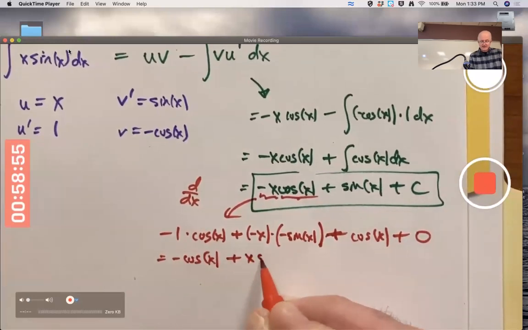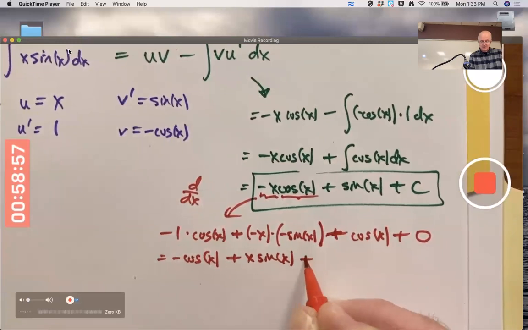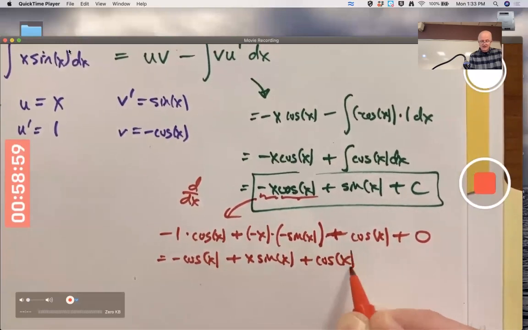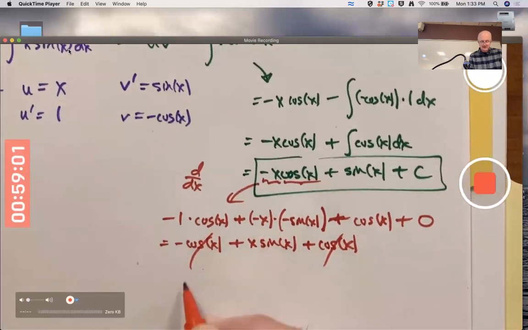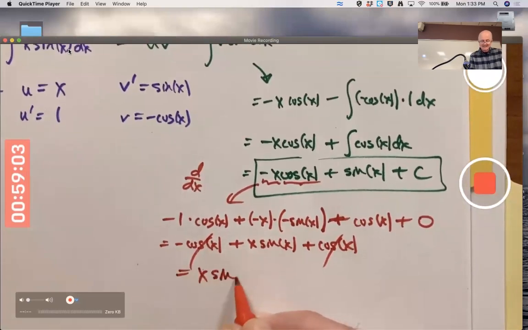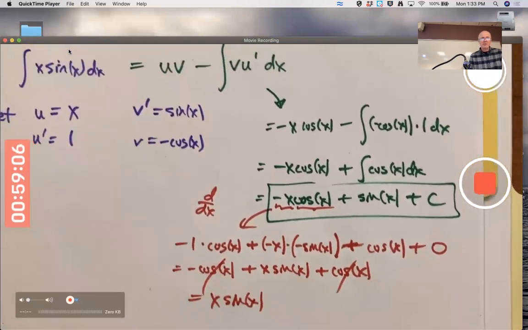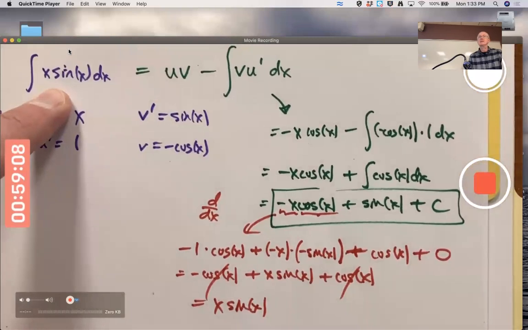When we simplify this, lo and behold, like magic, the cosines cancel, and you're left with x sine x, which is what we were hoping. That's the original integrand. It worked. Yes, mysterious? Again, we'll talk about why it works on Wednesday.